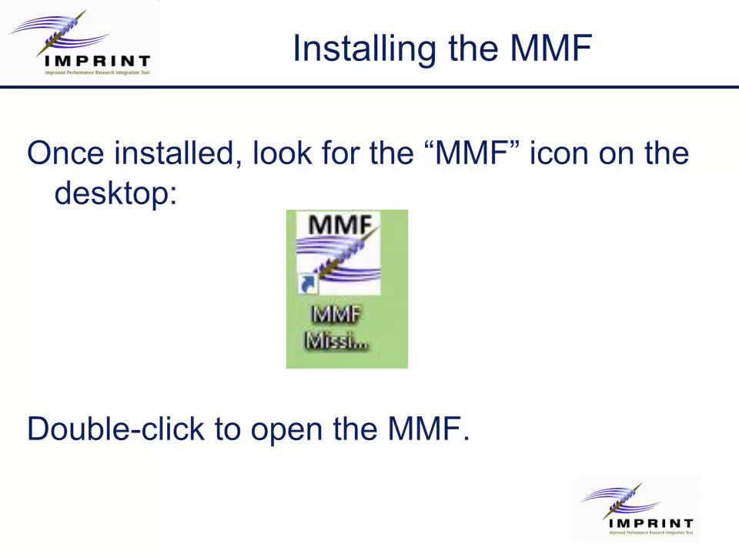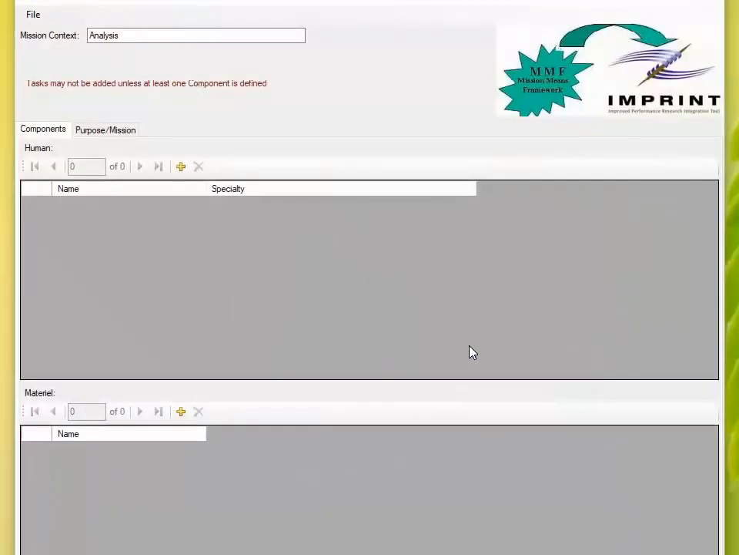There should now be an MMF shortcut icon on your Windows desktop. Double-click that to open the MMF Mission Builder. Here is the shortcut on my desktop, so I will just double-click it to open the MMF. This is what you see when you open the MMF. You'll notice it's a pretty standard Windows application. It has a title bar, a menu bar, and a data area. The file menu has New, Open, Save, Save As, and Exit.